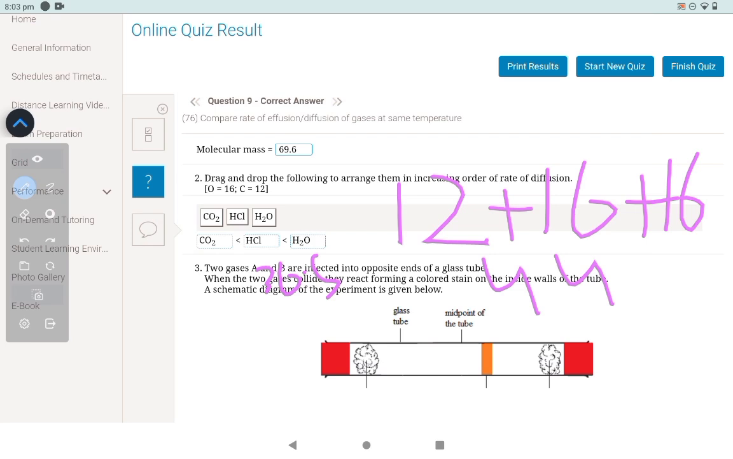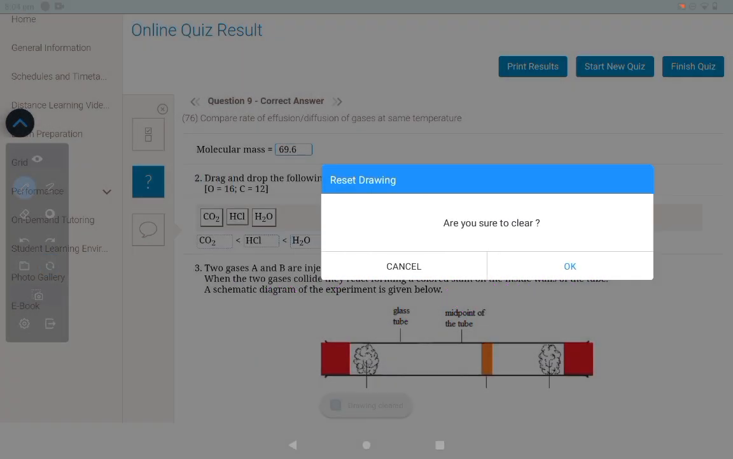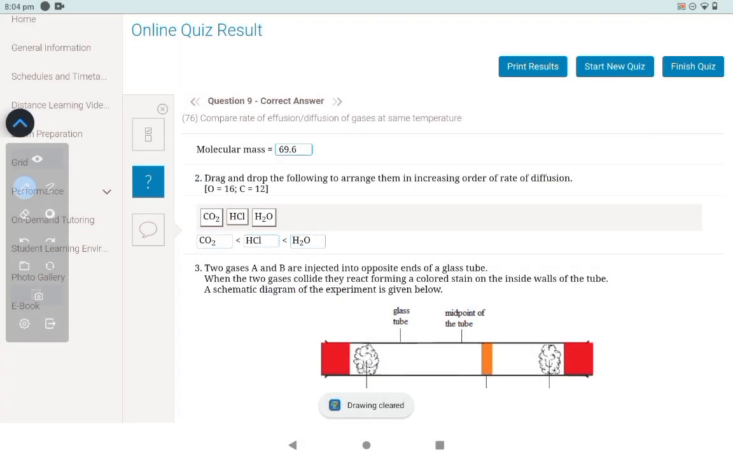So when we do it in increasing order of rate of diffusion, they want from slower to faster. So the heavier one will be slower. So 44 first, so CO2, and then HCl, and then H2O. That is the order. 44, 36.5, and then 18. Okay, next question.